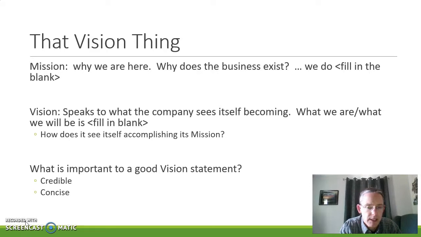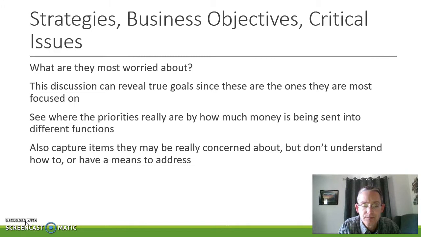And so it's important to have a good vision statement and mission statement, only because you don't want those to get confused. And if you can't articulate that, then there's going to be a lot of confusion downstream as to how the systems need to be set up to support the business operation. Make it credible, make it concise. Then you've got flowing out of there strategies, business objectives, all these kinds of things, critical issues. These are the things that the company's going to be most worried about, right?